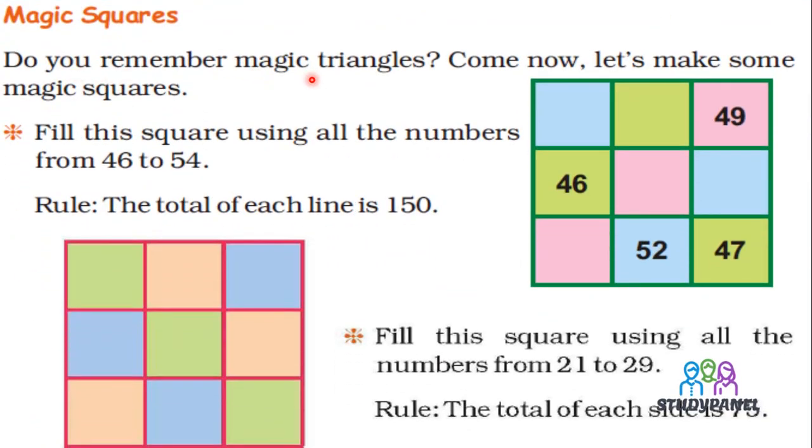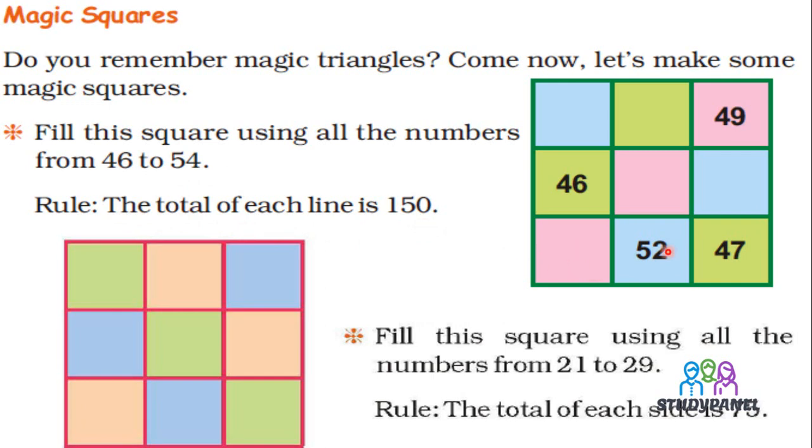Magic square. Do you remember magic triangles? Of course, in our 3rd class and 4th class, we have learned these kind of things, magic triangles and magic squares. Come now, let us make some magic squares. Fill this square using all numbers from 46 to 54. Now see, we have to use 46 to 54 numbers to fill these 9 squares, and we have to place these 9 numbers in such a way that the total of each line should be 150.